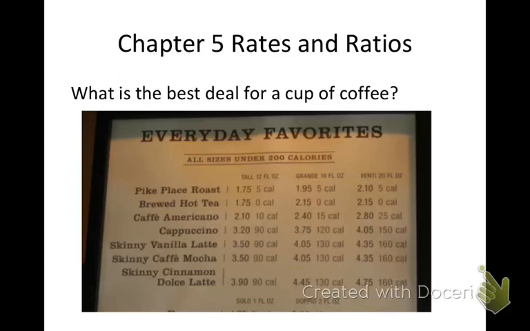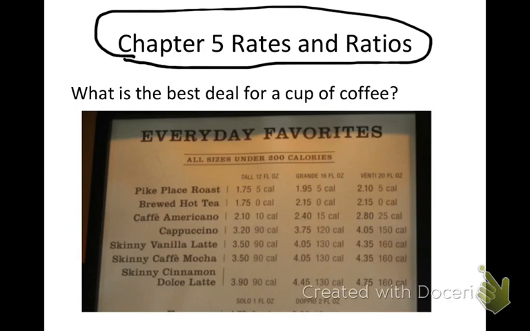We're going to do a couple more flipped lessons. So we're looking at Chapter 5, Rates and Ratios. In your notebook, please write down this title for Chapter 5, which is Rates and Ratios. You do not need to write down my example, though.